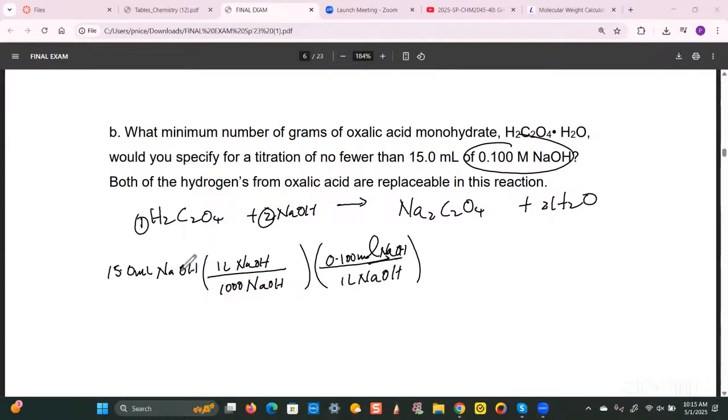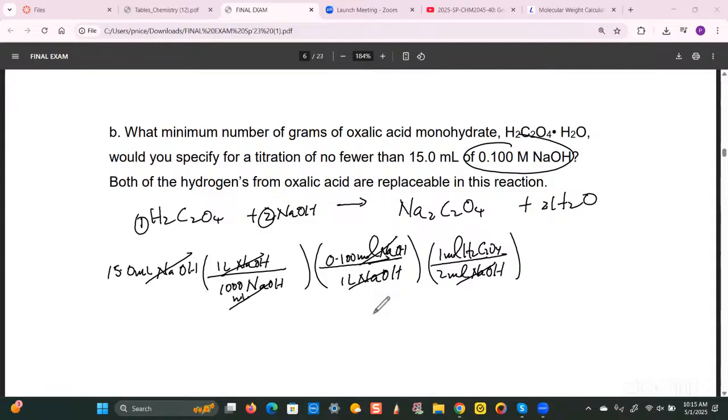So far, this will cancel out with this. This will cancel out with this. And then the mole ratio comes in, again, 2-to-1 mole ratio. I'm gonna put 1 mole of the oxalic acid above as the numerator, and 2 moles of sodium hydroxide below as the denominator, right? So that this will go with that, all right?